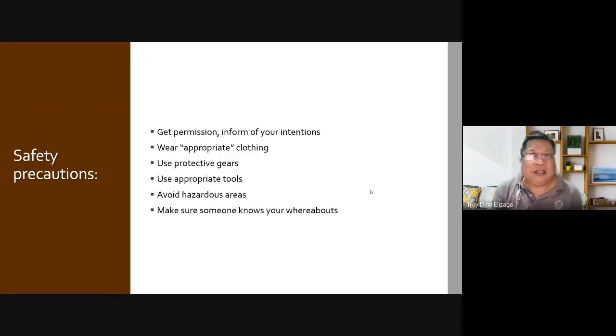This should be identified beforehand, and avoid hazardous areas. I think this is really obvious when you go to the site. You have to know where you cannot go, so that you can strategize how to measure those parts which will not be reachable to you because of the hazards involved. And make sure someone knows your whereabouts. That's why it's a good practice to always go in pairs, so there's always another person who can go out to ask for help if something happens to you.